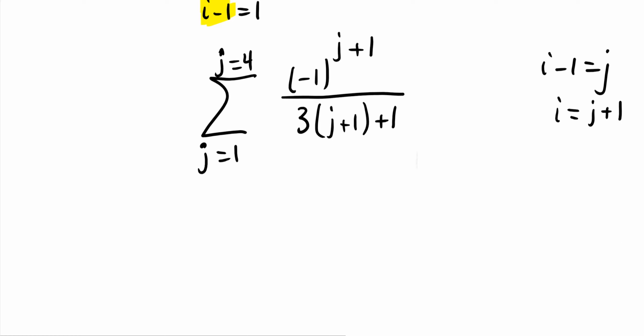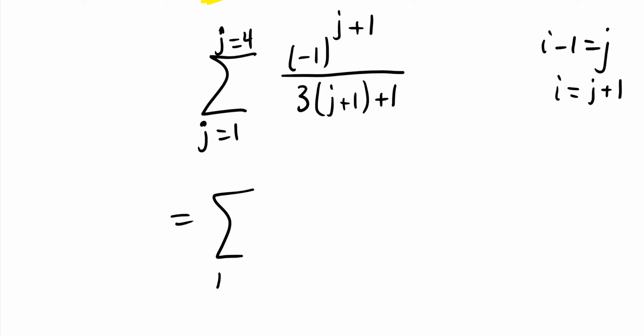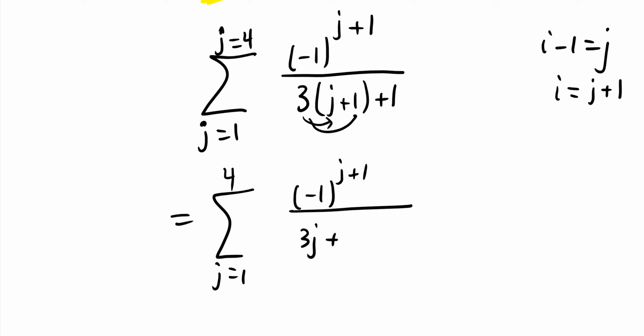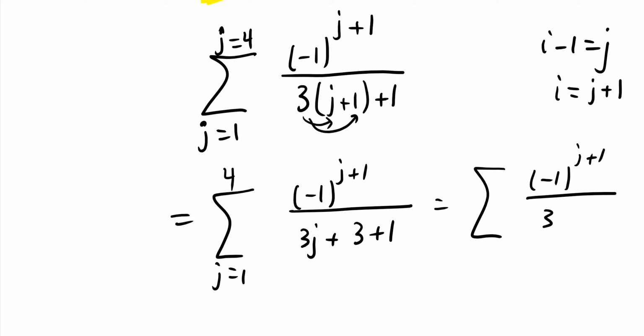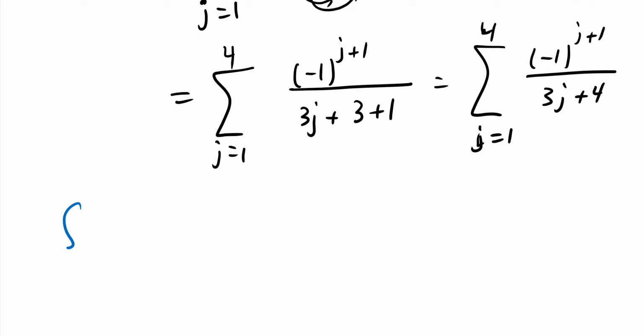So let's keep this as is, j equals 1 to 4. On the top nothing can be done, but the denominator we can distribute 3j. 3 times 1 is 3, and 1. So that simplifies to negative 1 to the j plus 1 over 3j plus 4, where j goes from 1 to 4. That's how we change the index to start at 1. Let's look at another example. Let's do the same.